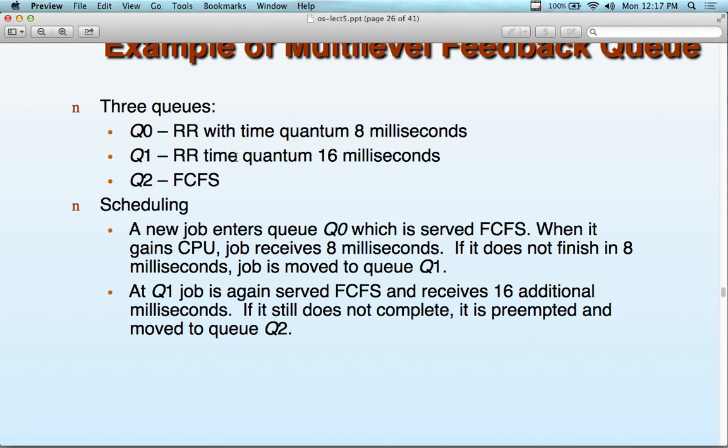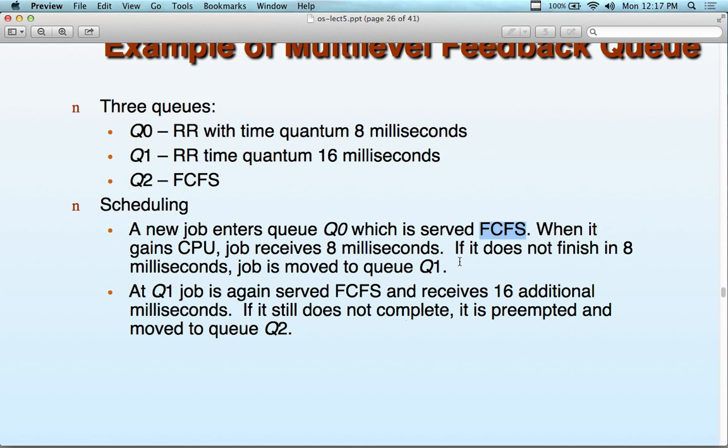That's interesting. It's different from what's up here. And then it gains CPU time, and the job receives 8. This should say round robin. Q0 is a round robin, not a first come, first serve. Yeah, there's a typo on the slide here. And then it gains CPU time, and the job receives 8 milliseconds from the round robin queue.